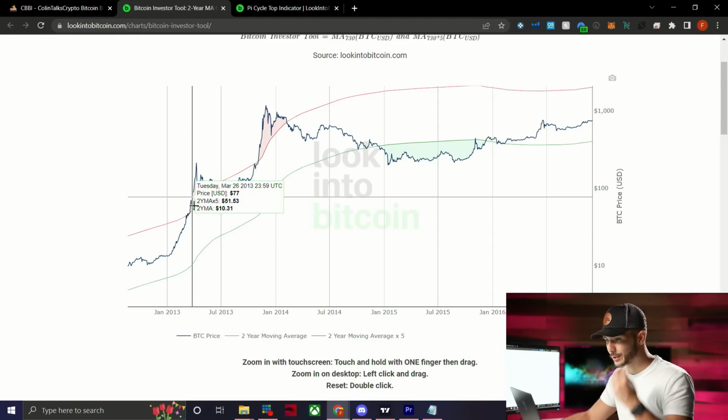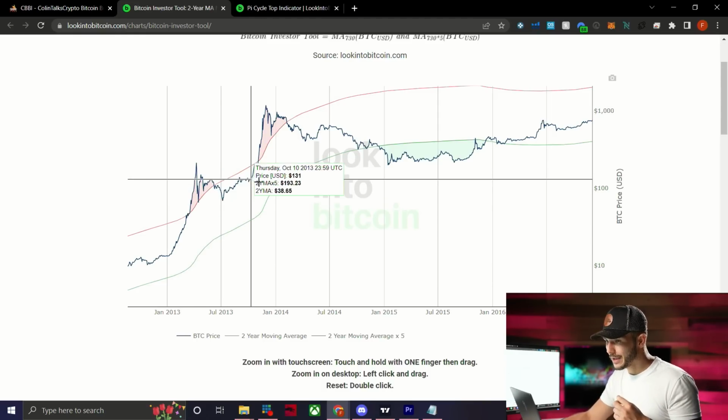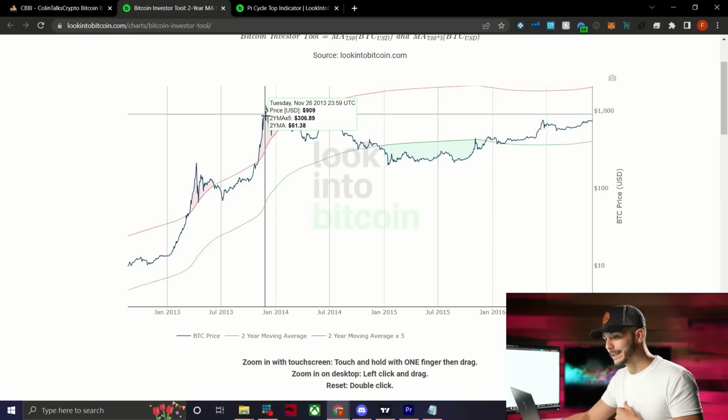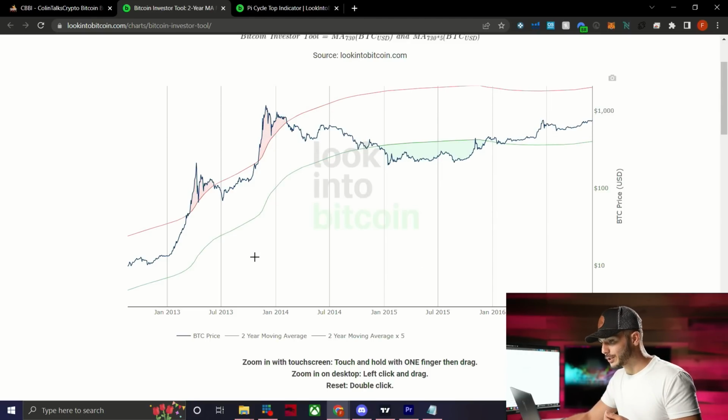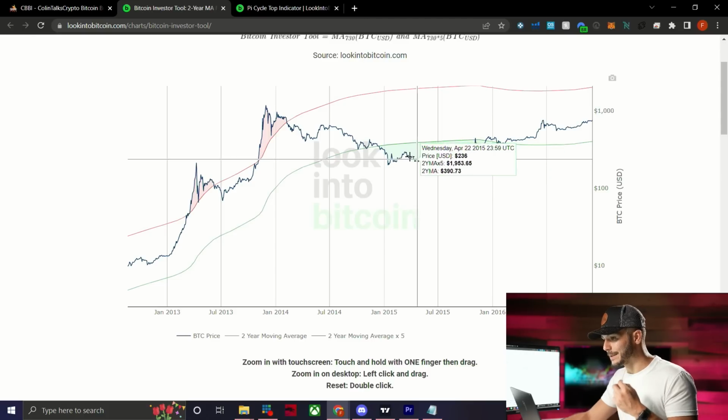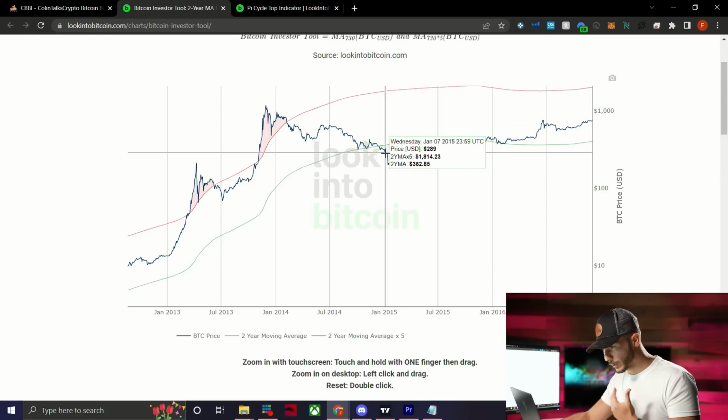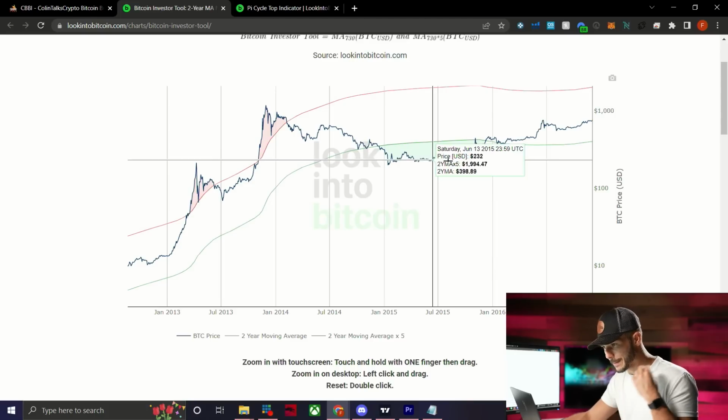So you came up, you had your first peak, you came back down, you came back up for another peak, would have wanted to be selling up here, and then you came down, and when you crossed over this green line again, you're right here. This would have been the bottom. You would have been buying the bottom. If you were accumulating all down here, this would have been the best time.